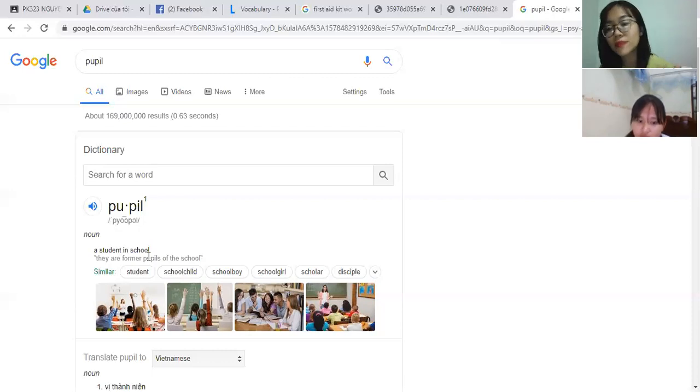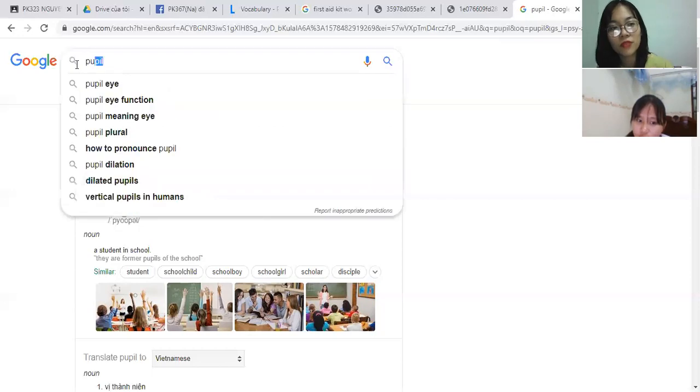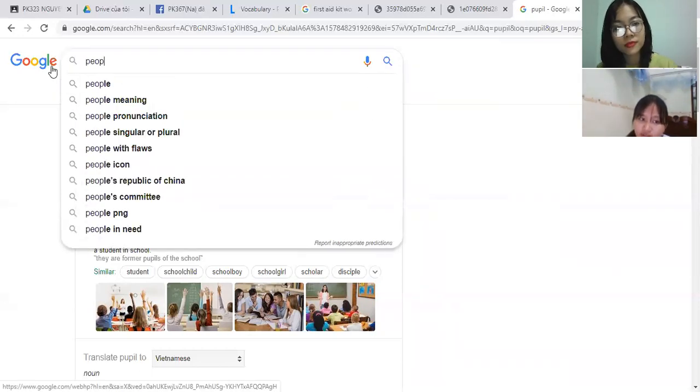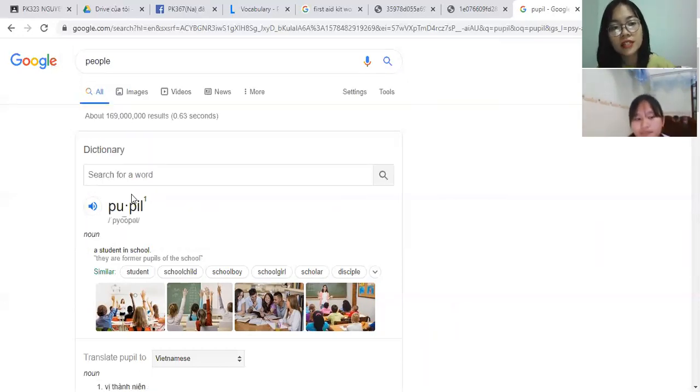Okay. What about people? People, with another word, people is this one, người. People. And this one is pupil. When we talk about a pupil, this is a student only in the school, in primary school, secondary school, high school, but not from university and not from further education. Is it all right?